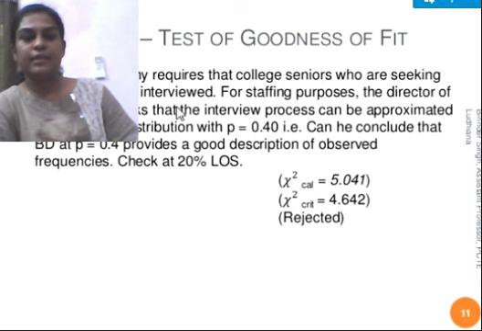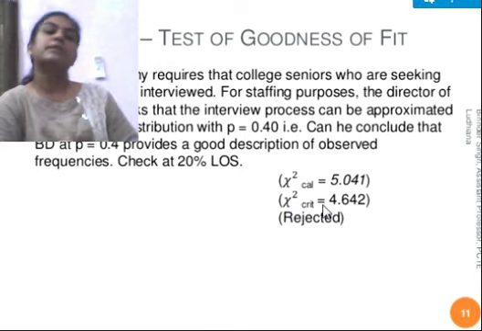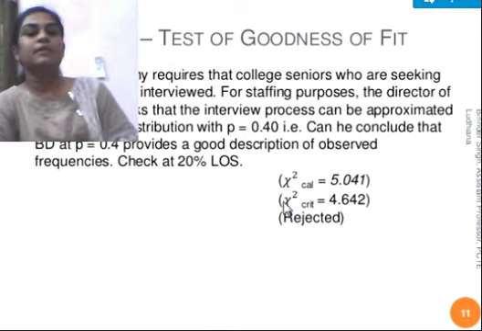This example is related to the recruitment process. The Godrej company requires college seniors who are seeking positions, and they will be interviewed here. For this, the test has been applied. The significance level is 20% here. In such a case, the calculation value is 5.04. The critical value is 4. So here also, as it is greater than the critical value, it is rejected.